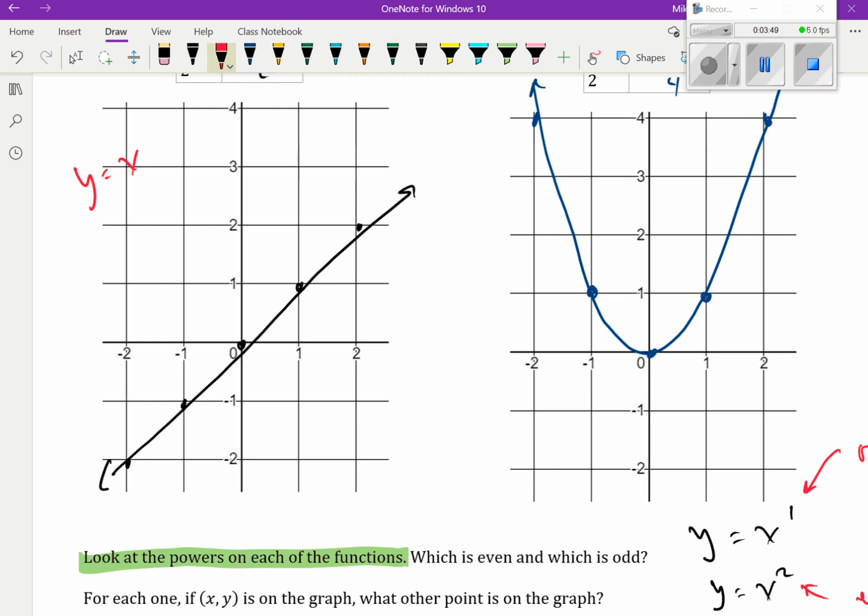So I can say, what if I take this point 1, 1 here, if I would reflect it over the y-axis and then also reflect it over the x-axis, we end up with another point. And so we say this is symmetrical over the origin.